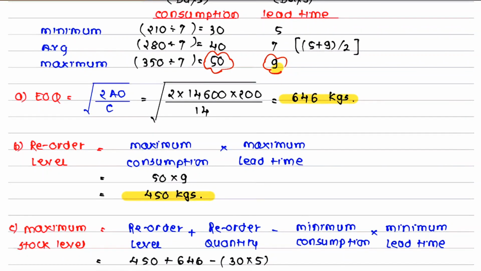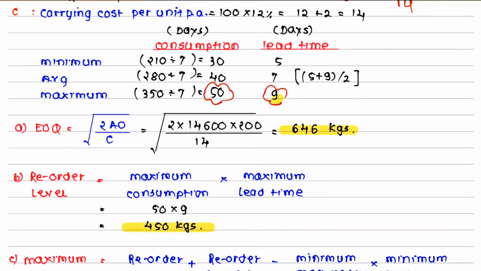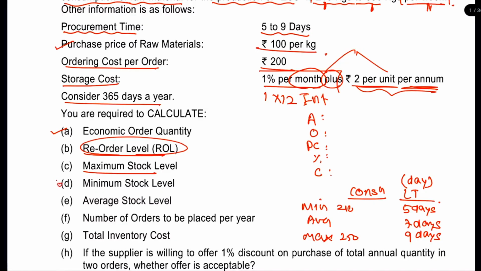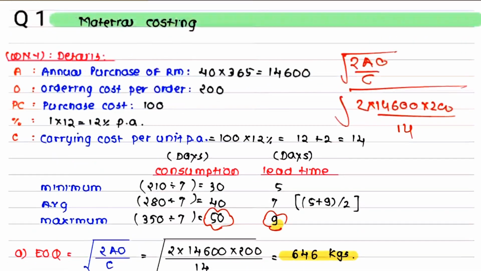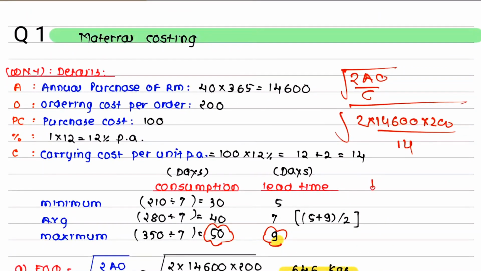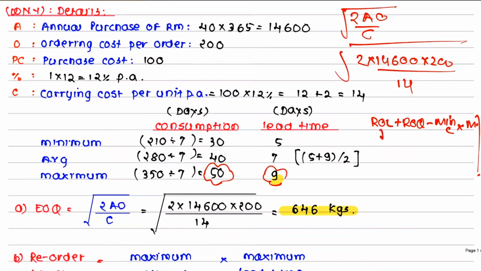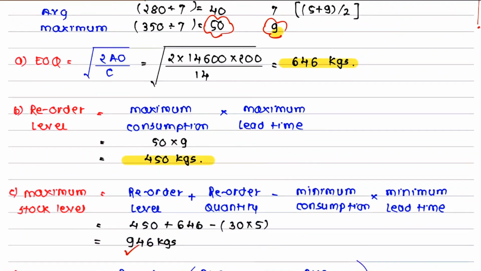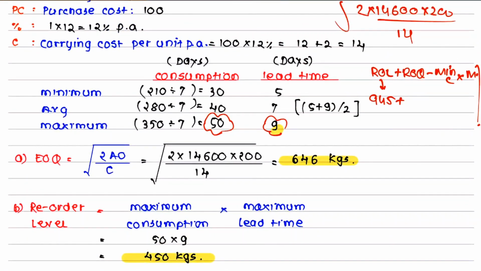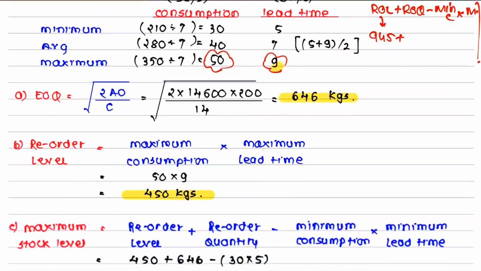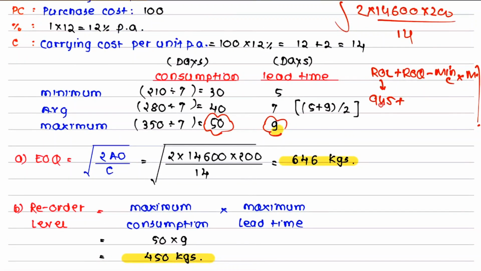Now if I proceed ahead, after that there is minimum stock level and maximum stock level. Can you tell me the formula for maximum stock level? ROL plus ROQ minus minimum consumption into minimum lead time. Do you remember this? Yes. So first of all, what is your ROL? You calculated 945. You will place that order at this 945. Wait a second. ROL is 450, sorry, 450. And plus what is your ROQ? If nothing is given, your EOQ becomes your ROQ.